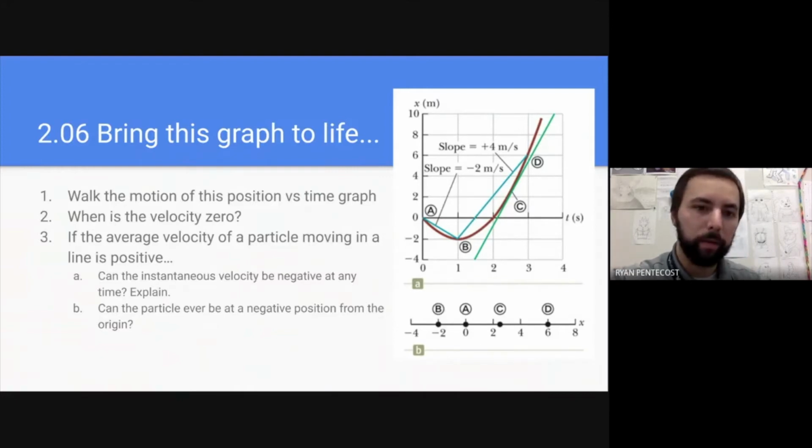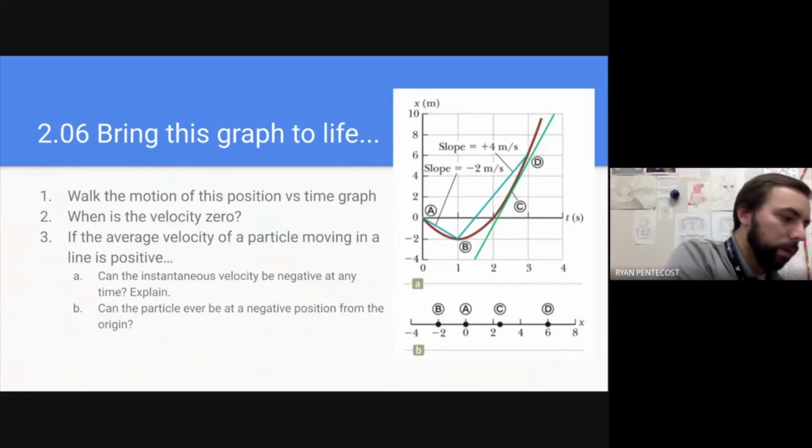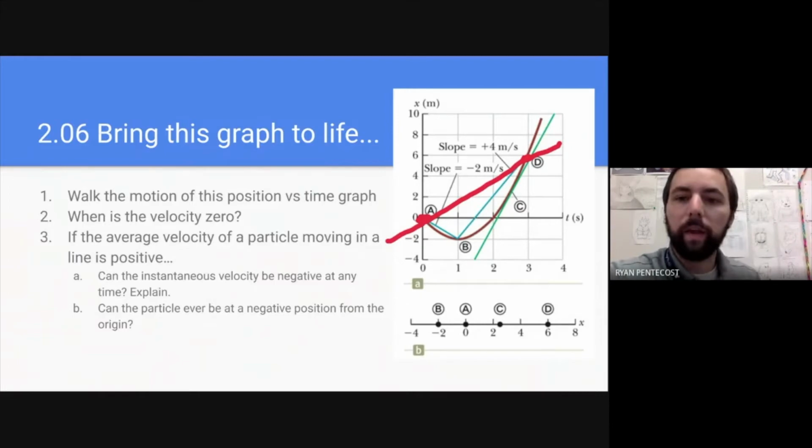And now that you're back, an example would be our graph right here. Now, if we look at the average velocity from A to D, that starts right here and goes up to here. If we draw a line connecting those 2 points, that would be the average velocity over that time. Now, that's obviously not the instantaneous velocity for the whole time frame, but that's the average velocity over those 3 seconds from point A to point D.